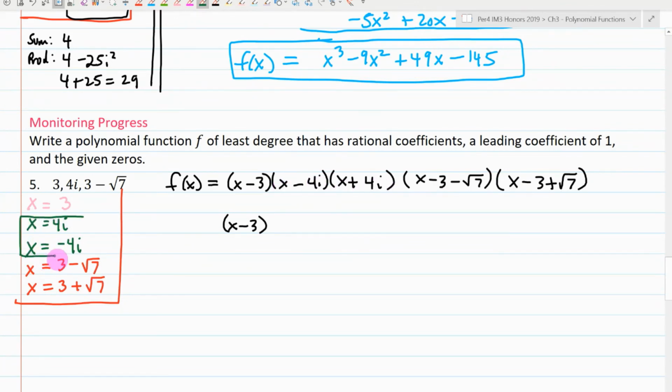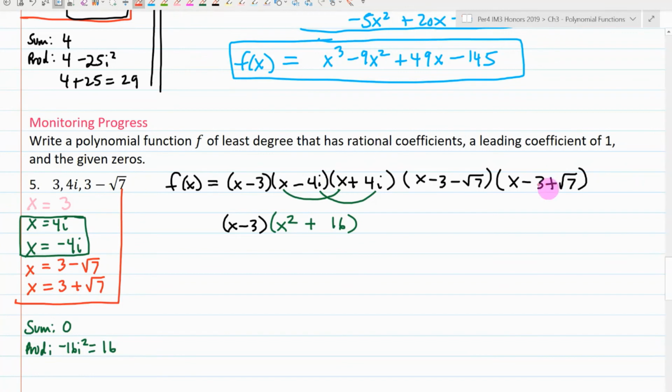So if we're doing these two, the sum is 0. And the product is negative 4i times positive 4i, which is negative 16i squared, which is positive 16. So this is x squared plus 16. You can also just multiply these because they're conjugates. You can multiply them like that, and you would get x squared plus 16, which is the same thing.